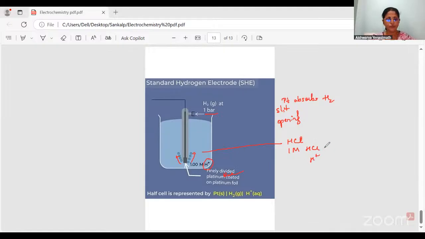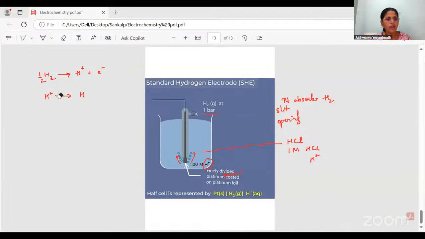Solution is acidic. Fine. So during this entire process, hydrogen gas is entering through the glass tube, platinum is absorbing, and the excess hydrogen gas is given out. So what is happening here? It is dissociating into the solution. I can represent it here: H2, excess H2 is coming out into the solution as H plus by losing electrons, correct? And this H plus from the solution is gaining electrons.